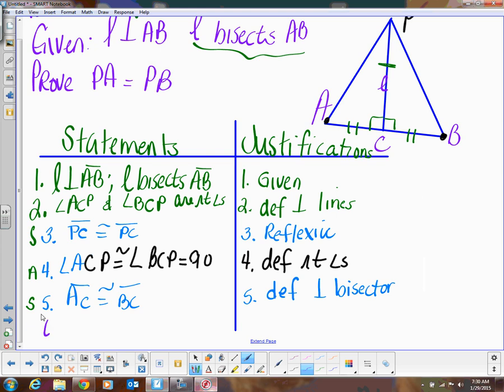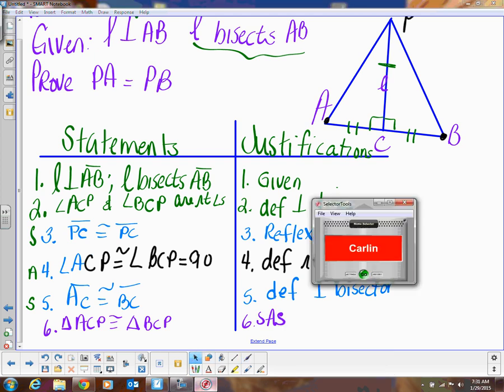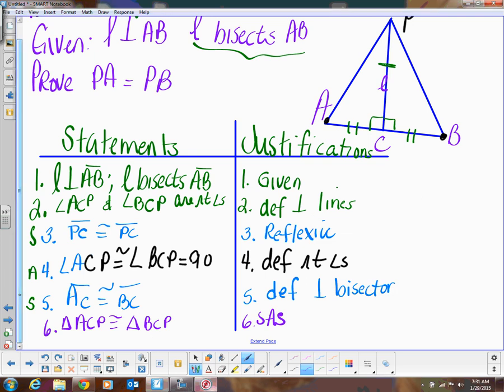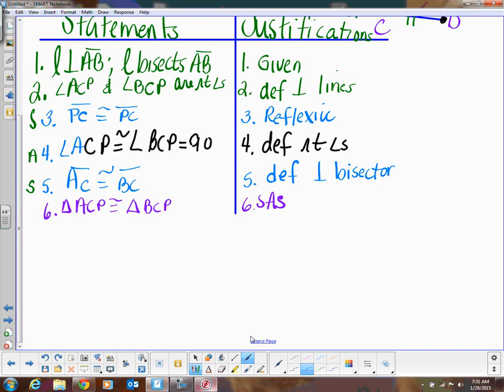All right, so now that we've justified our combo, what is my next step, Carlin? Yes, can you see? Triangle ACP is congruent to triangle BCP. What's the reason? Side, angle, side. And then last but not least, how do I go to the very last part? MJ? I have to prove PA equals PB. How do I go there? Write it, PA equals PB. Why?